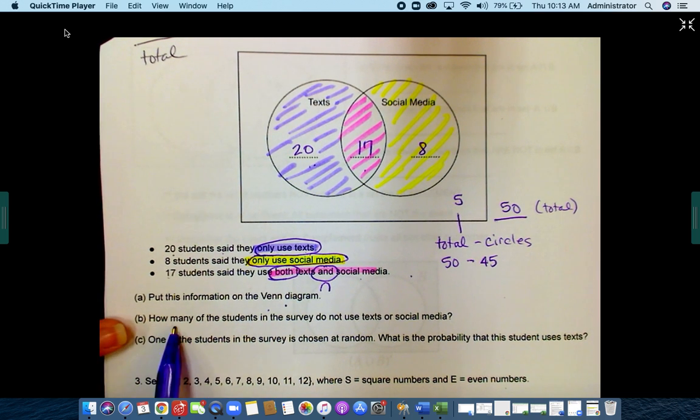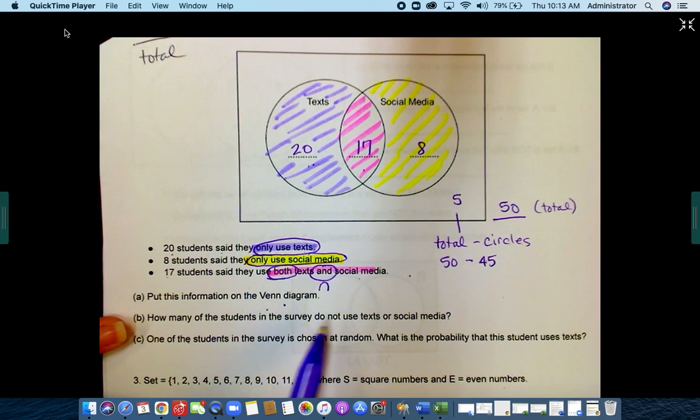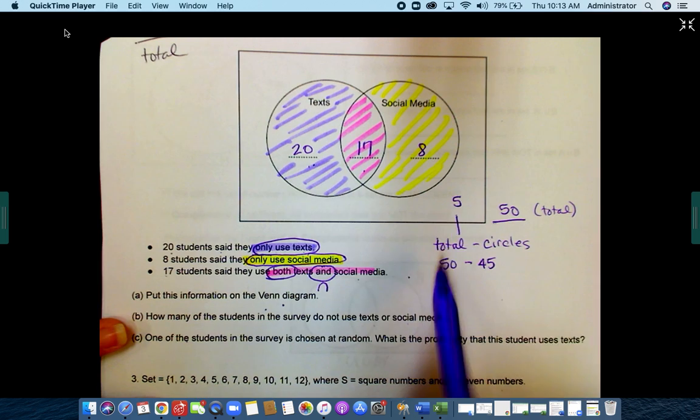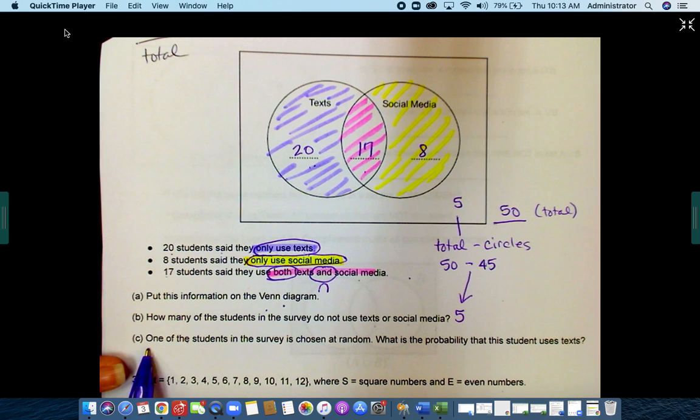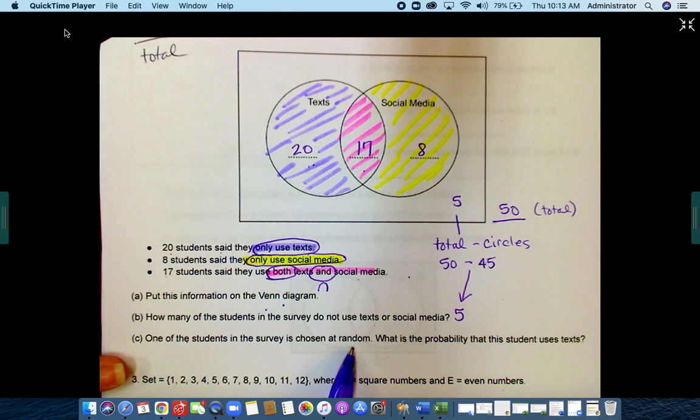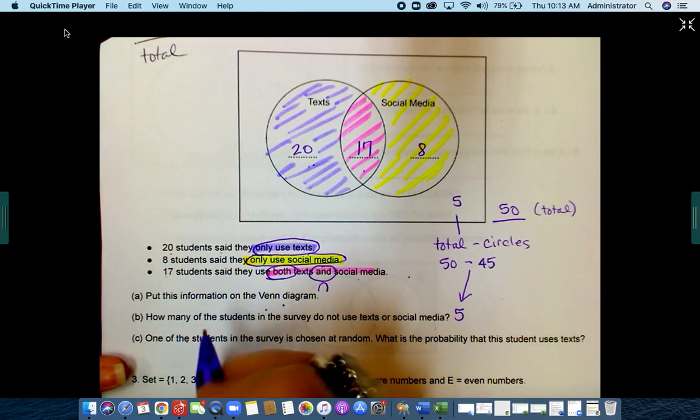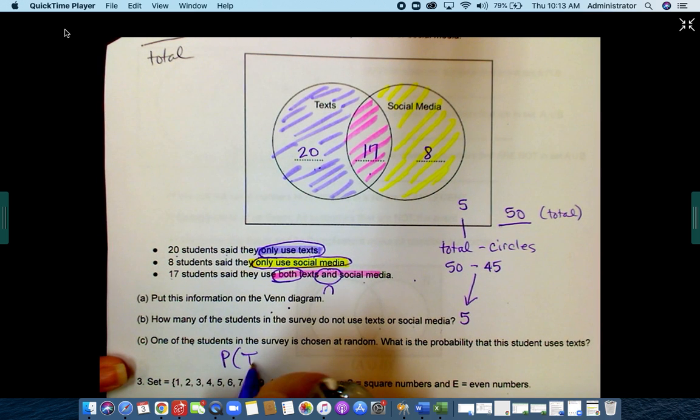Now we are asked how many of the students in the survey do not use text or social media, and that was 5. That's what I just showed you. This was the work for that. Next, one of the students is chosen at random. What is the probability that they use texts?